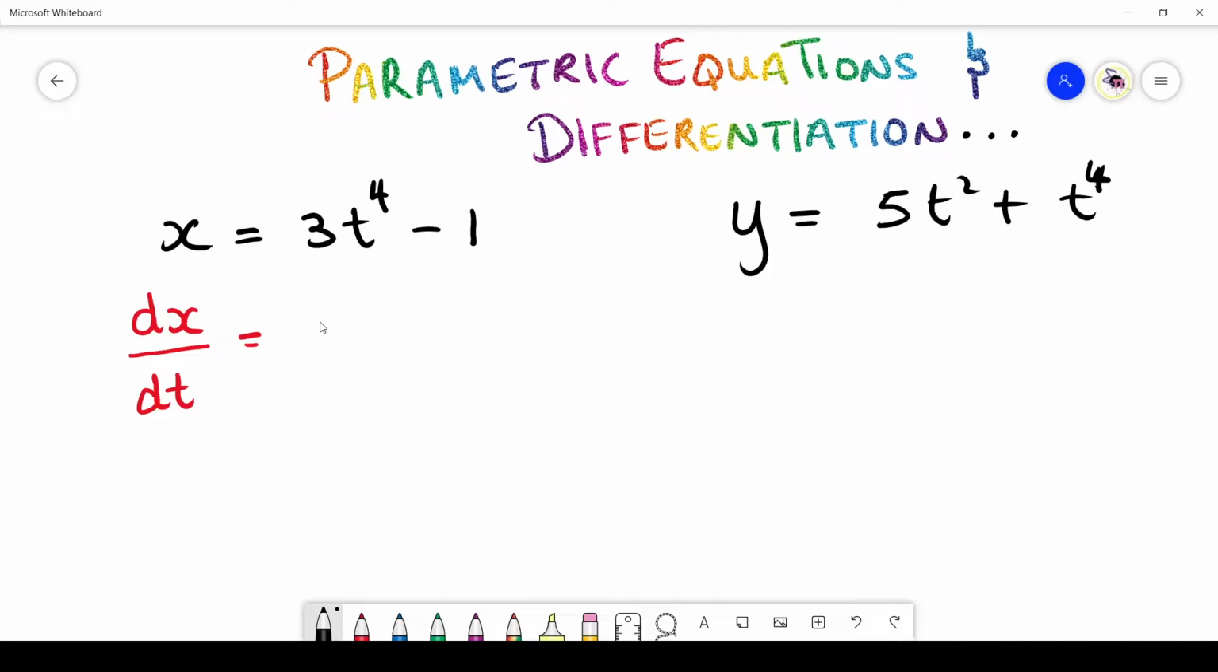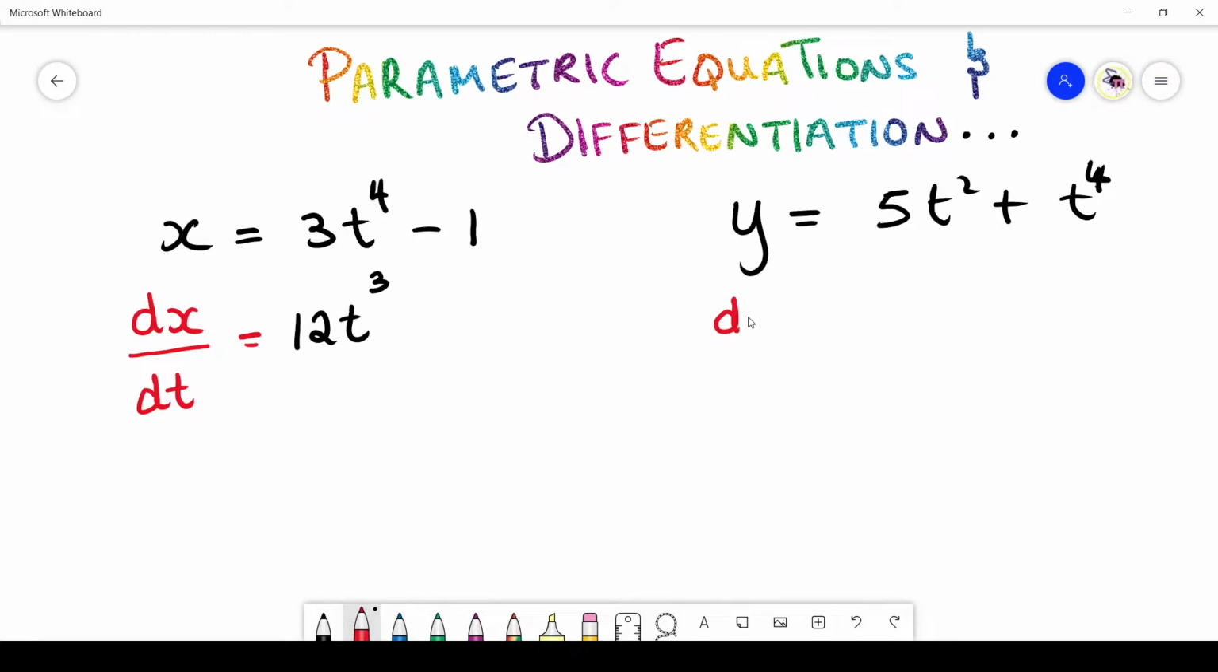All right, so now that that's cleared up, we can go ahead and differentiate this first equation, x with respect to t, using our basic rules. That'll be 4 times 3 gives us 12t, and we reduce our power by 1. The differential of a constant is just 0, so -1 differentiated gives us 0. And we're done. That's pretty much it.